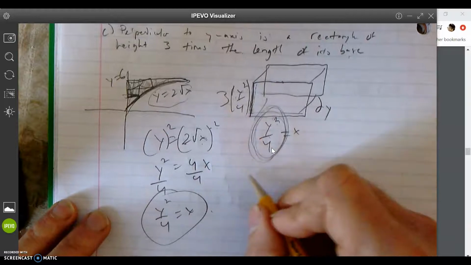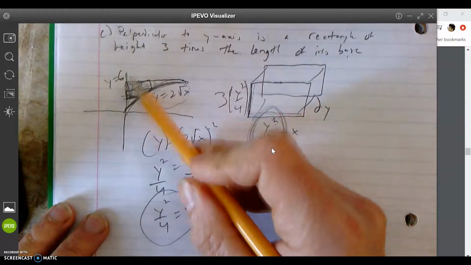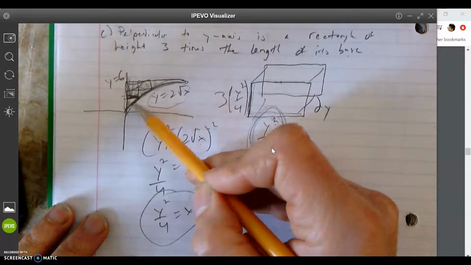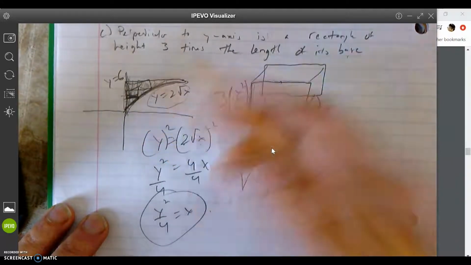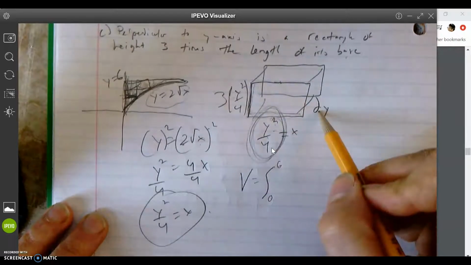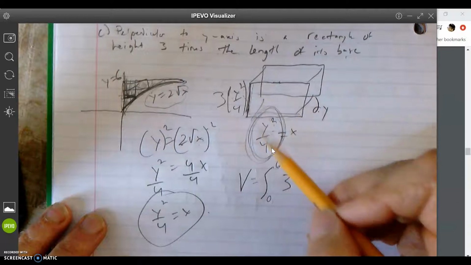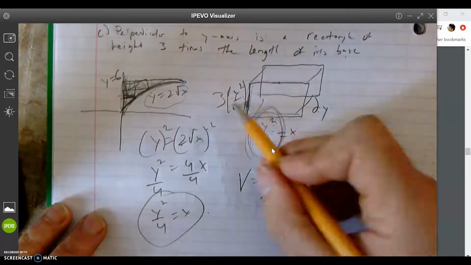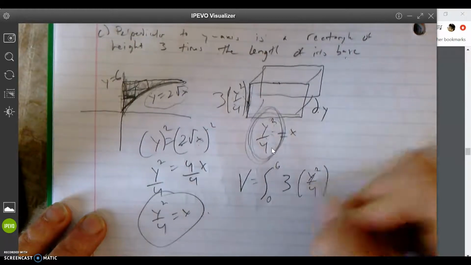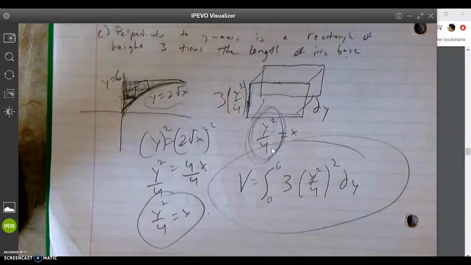So now the full volume is going to be the integral between, now we're going this way, so it's 0 and 6, because we're going to have all of these rectangles lined up between 0 and 6 on the y, of length times width times height. So it's 3 times this squared, because it's this times this times this. So that's going to be y squared over 4 squared dy. Oh, done. There you go.